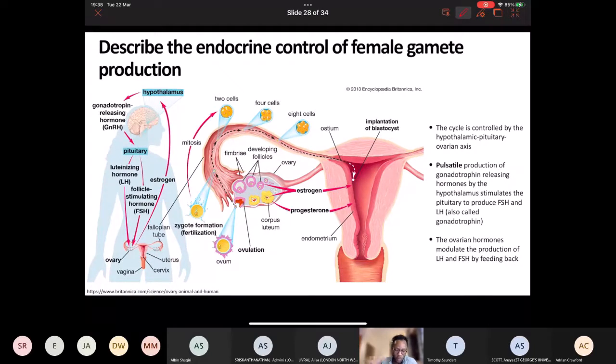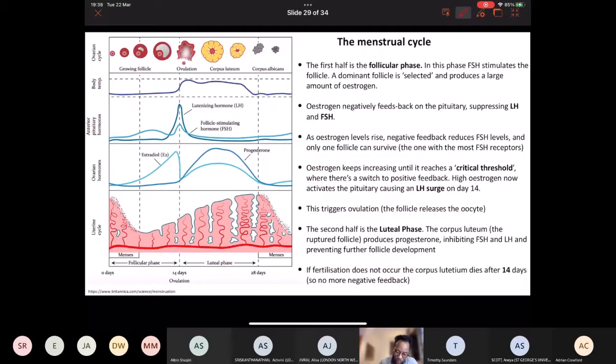So just looking at the endocrine system control of female reproduction, we're not going to spend too much time on this, but I think the next slide explains it really well in terms of the menstrual cycle. The first half is the follicular phase, and the key thing there is FSH, which stimulates the follicle. That's why it's called the follicular stage. The dominant follicle is selected. Negative feedback is quite important, suppressing LH and FSH, and estrogen. Once estrogen levels rise, with this negative feedback, only one follicle can survive. That's the key thing.